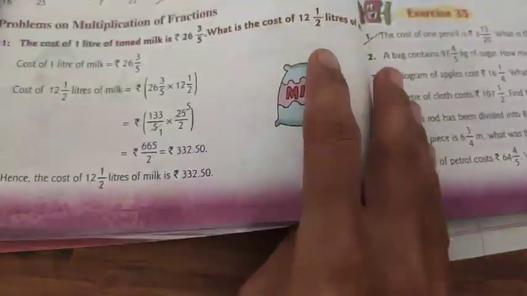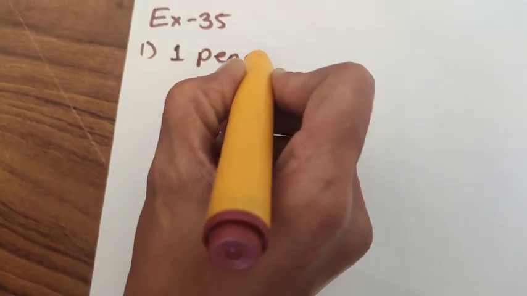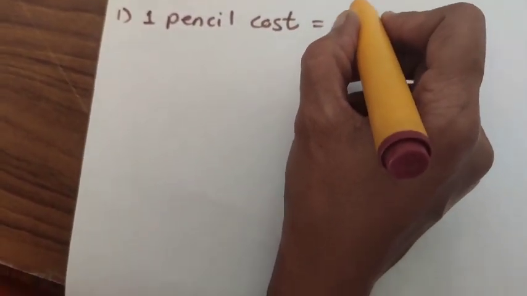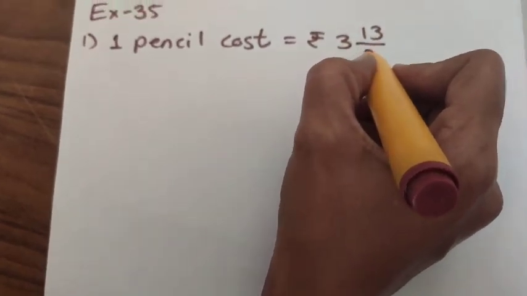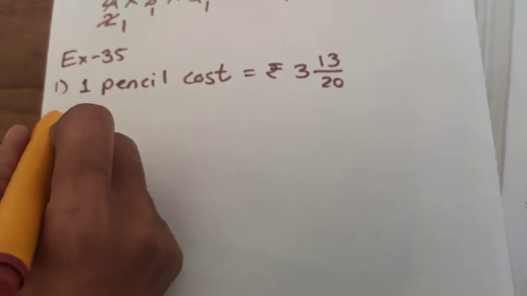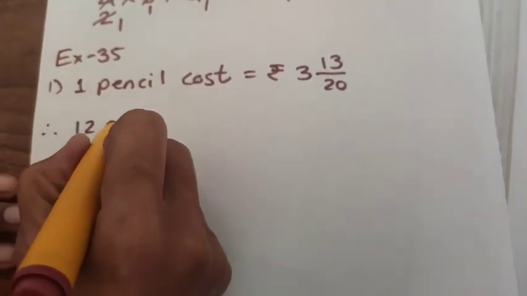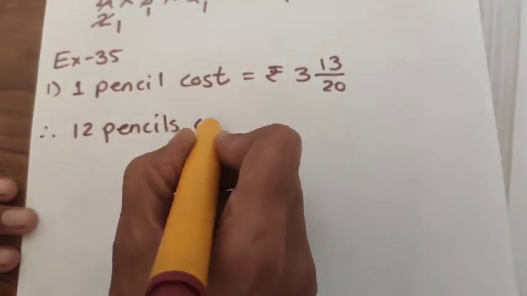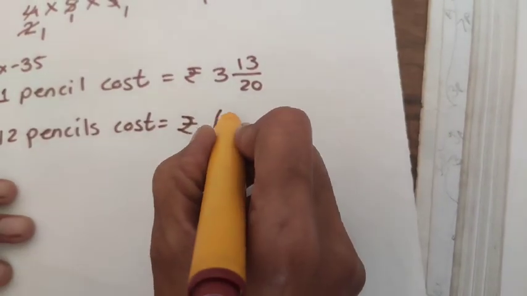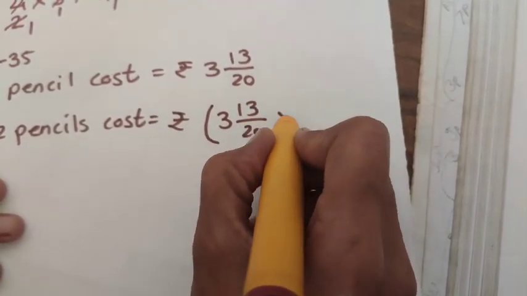The cost of one pencil is given to you: one pencil costs rupees 3 integer 13 by 20. So you have to find out the cost of 12 pencils. Therefore, the cost of 12 pencils is equal to rupees 3 integer 13 by 20 multiplied by 12.